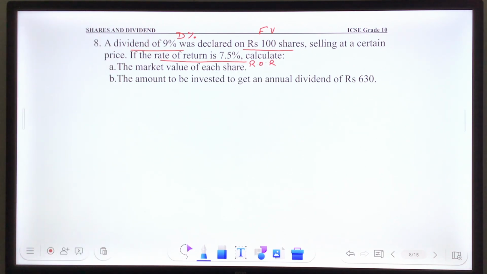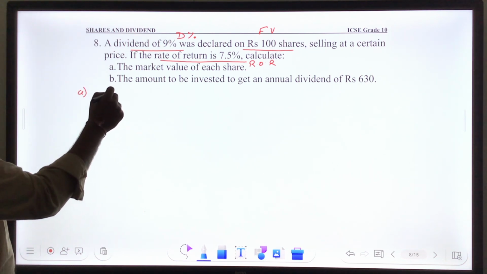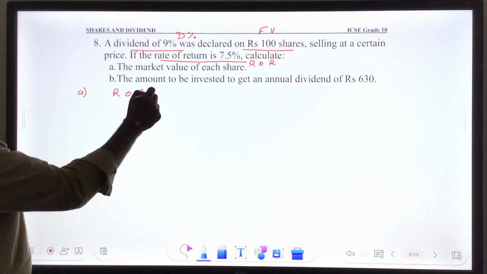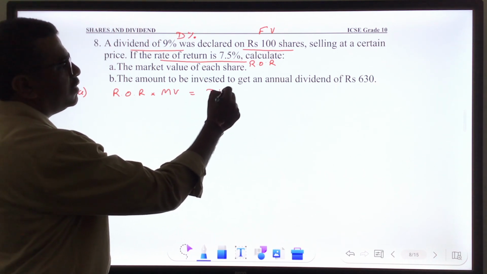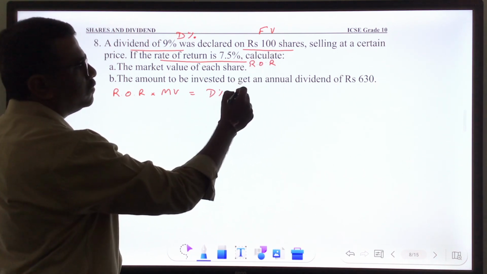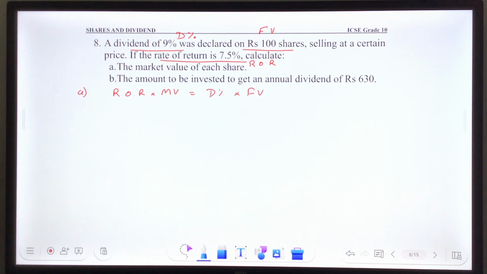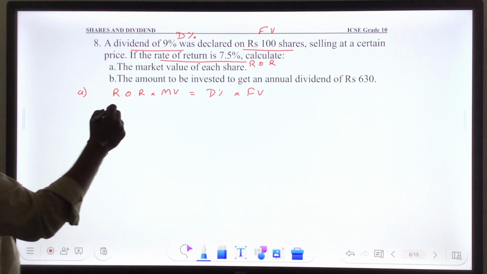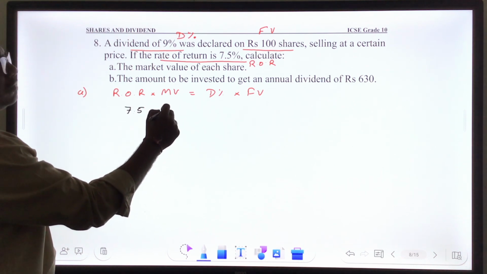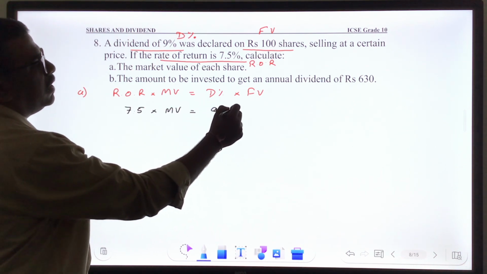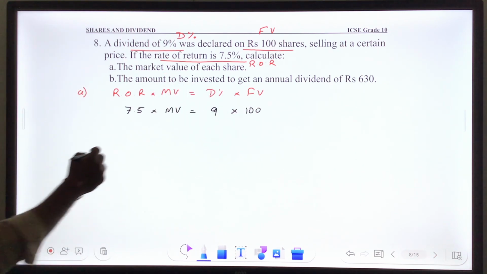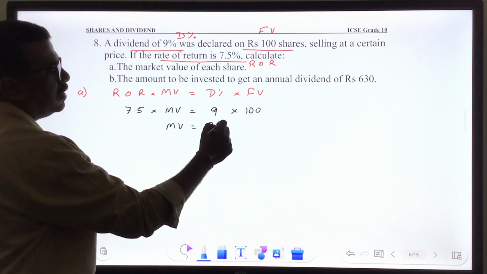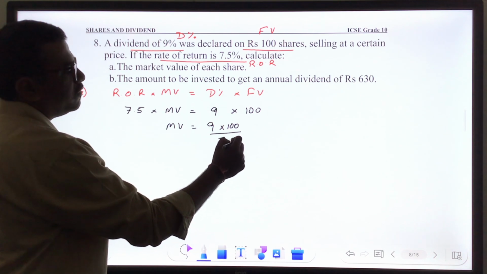So there is this formula for finding rate of return, which says that rate of return times market value is equal to d% of face value. So d% times face value. So 7.5 times market value is 9 times 100. So the market value of each share is 9 into 100 divided by 7.5.